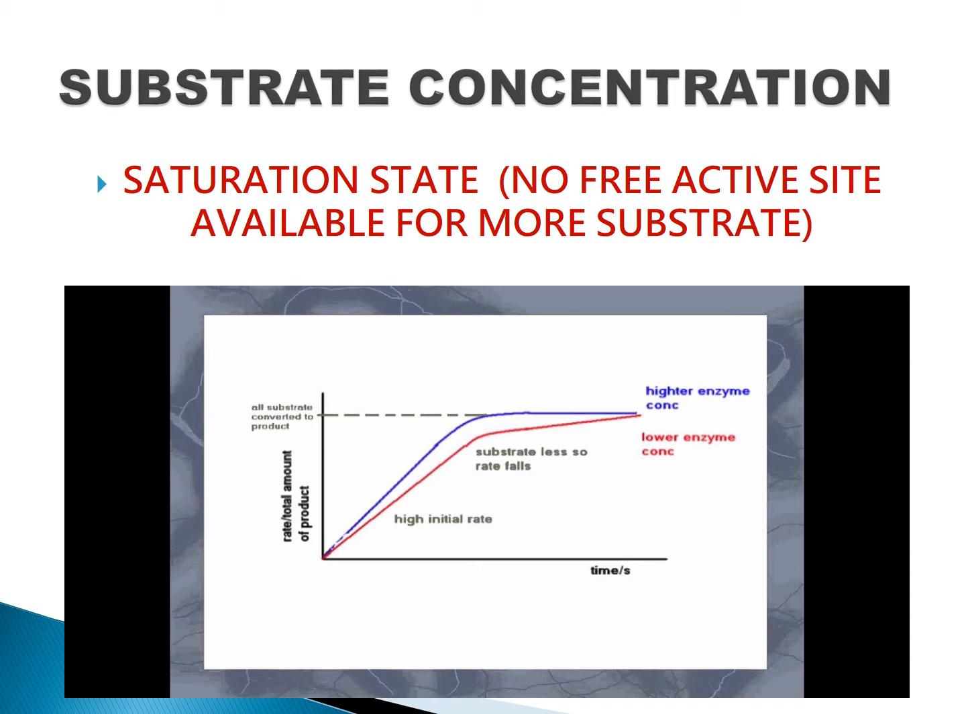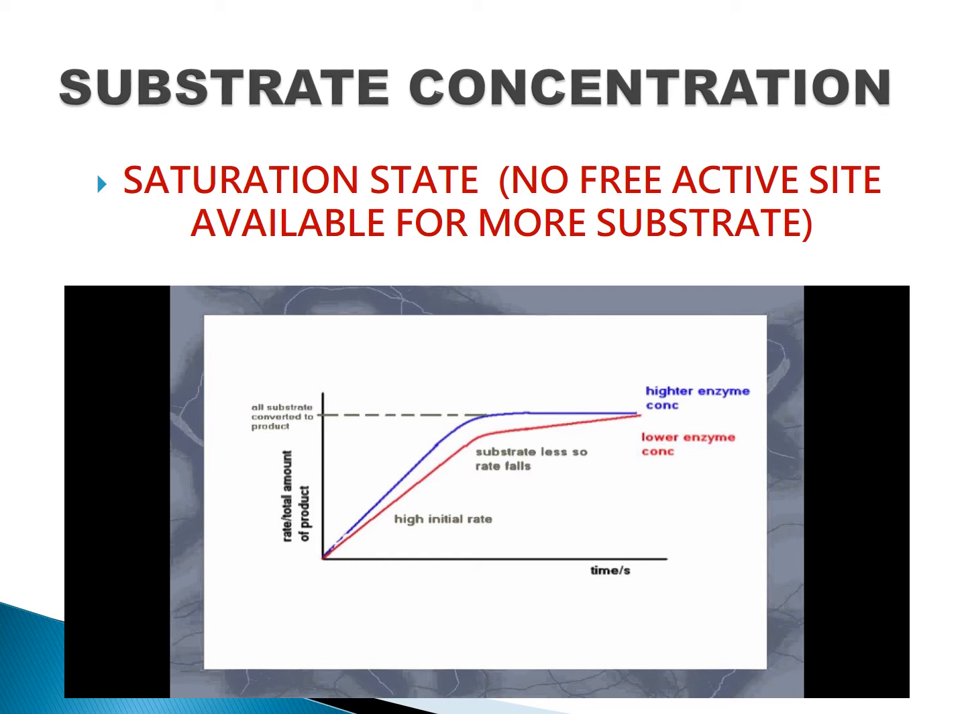So the rate of reaction will be constant, and a state will be reached which is called the saturation state, which means no free active sites are available for more substrate. And you can also see the graph of this effect of the substrate concentration on enzyme activity. The next factor is pH.